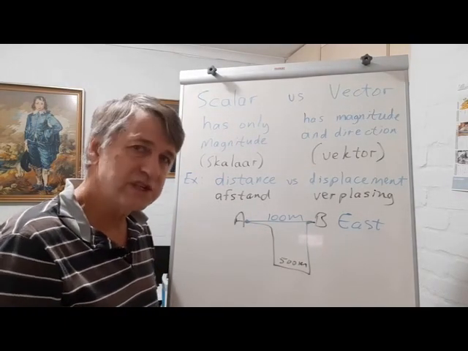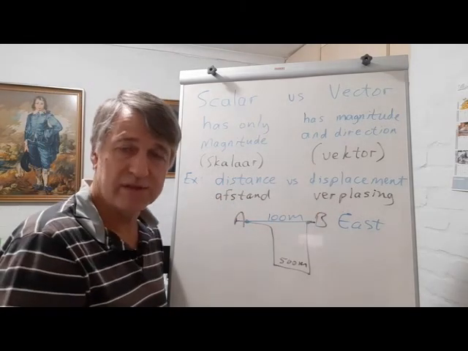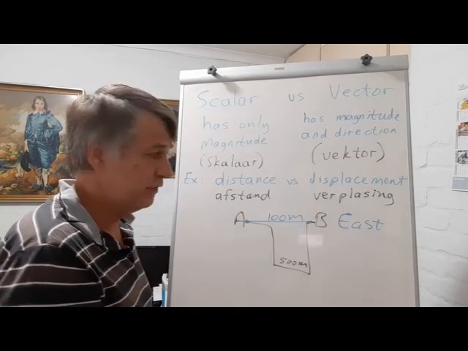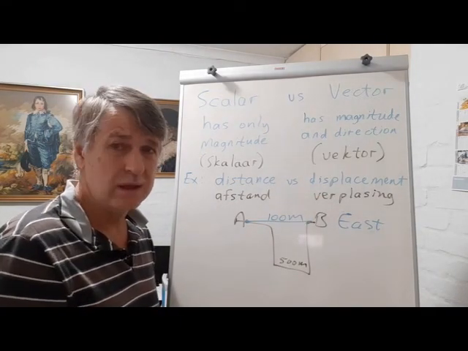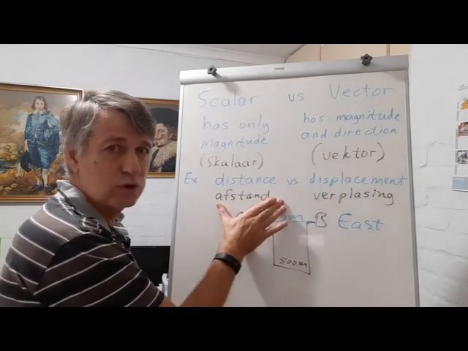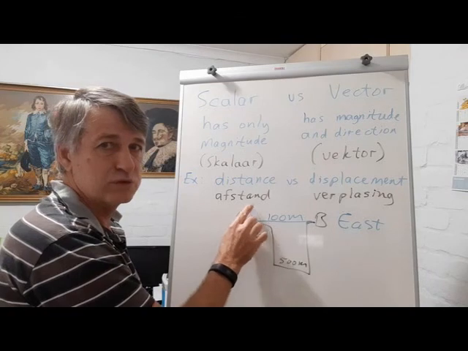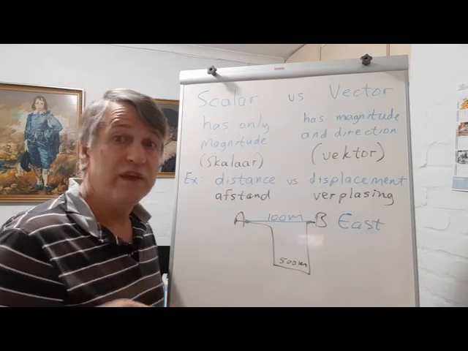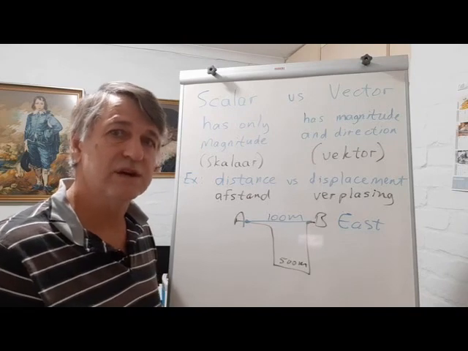Question. Is it possible for your distance and displacement to be the same thing? Is dit moontlik vir afstand en verplaasing om dieselfde ding te wees? No, it's not possible. Because this one is a scalar quantity. It has not got direction. Jy het mos nie rigting by nie. Then magnitudes can be the same. Hulle groottes kan dieselfde wees.